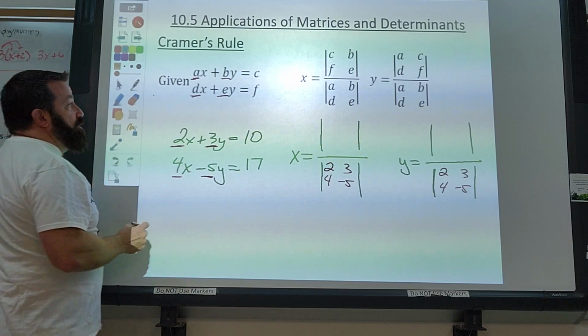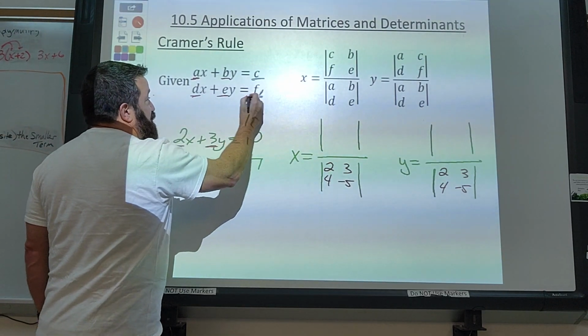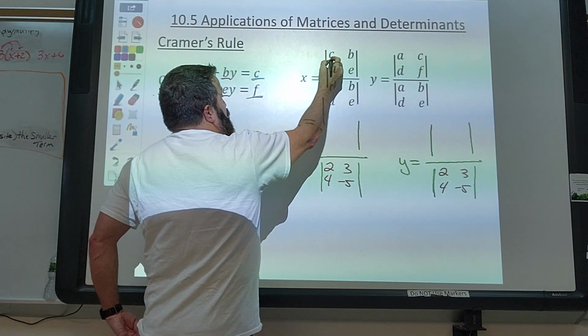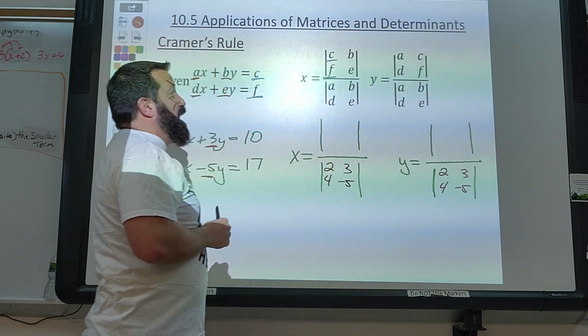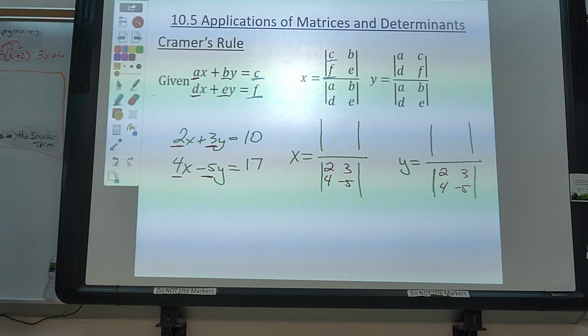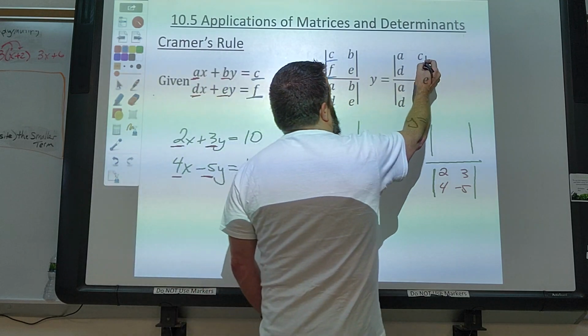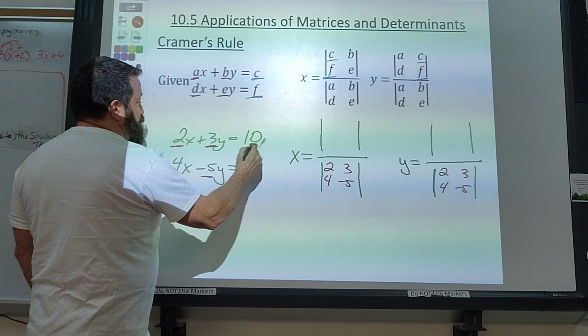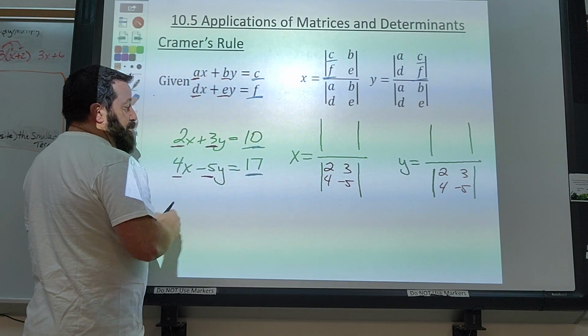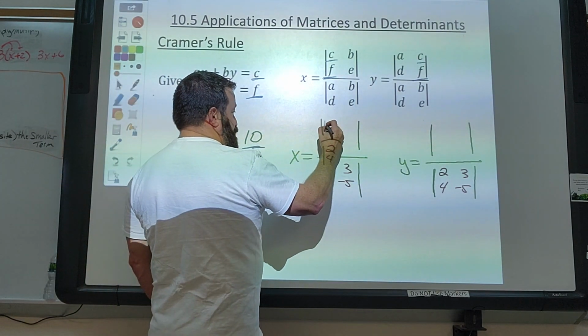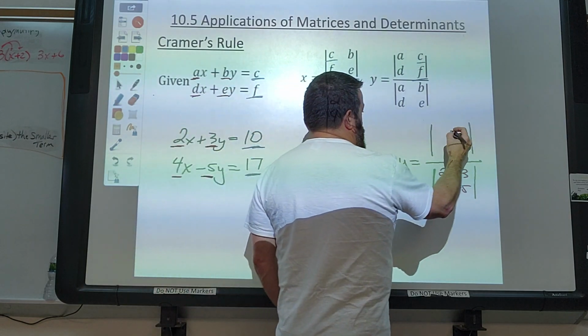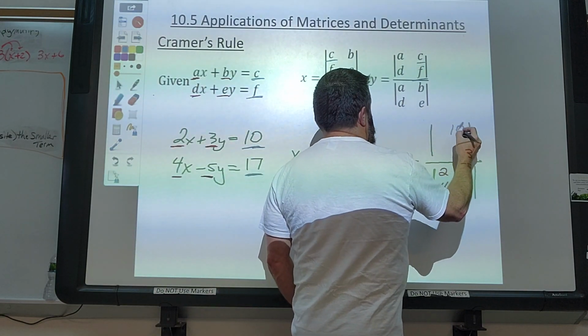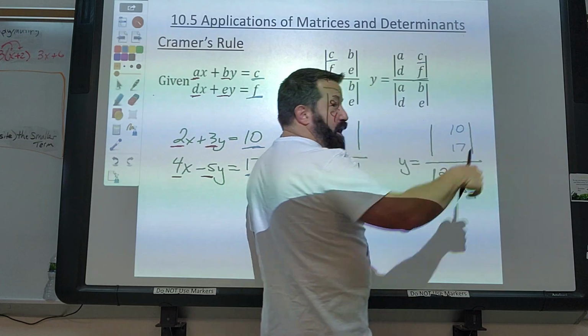In the numerator, you're going to have this C and this F. Notice for X, C and F are on the left side. Those are the same places the X coefficients were at. So for X, they go on the left side, which is the X column. For the Y, they go on the right side, which is the Y column. So the C and the F, which in this case is 10 and 17, for X go in the first column. For Y, they go in the second column. If there was a Z, they would go in the third column.